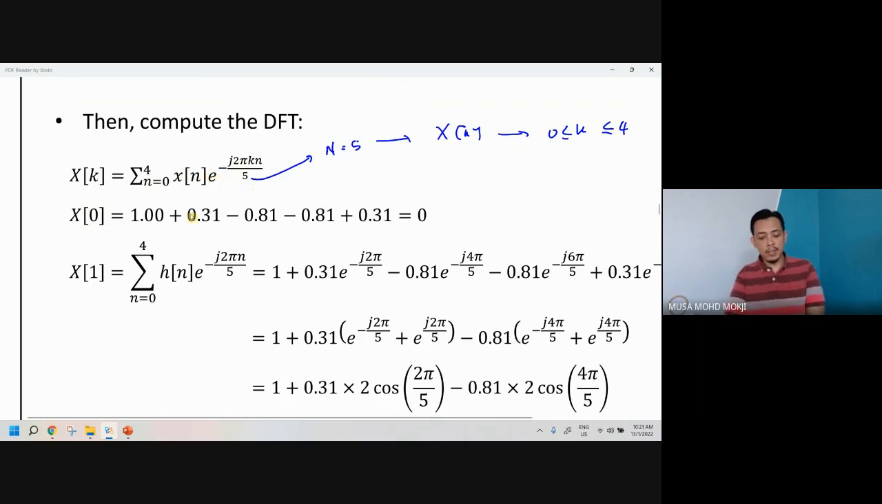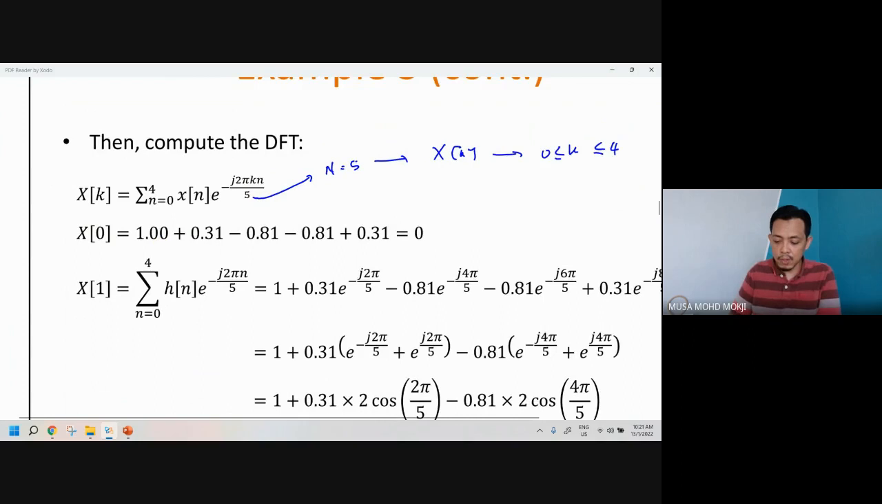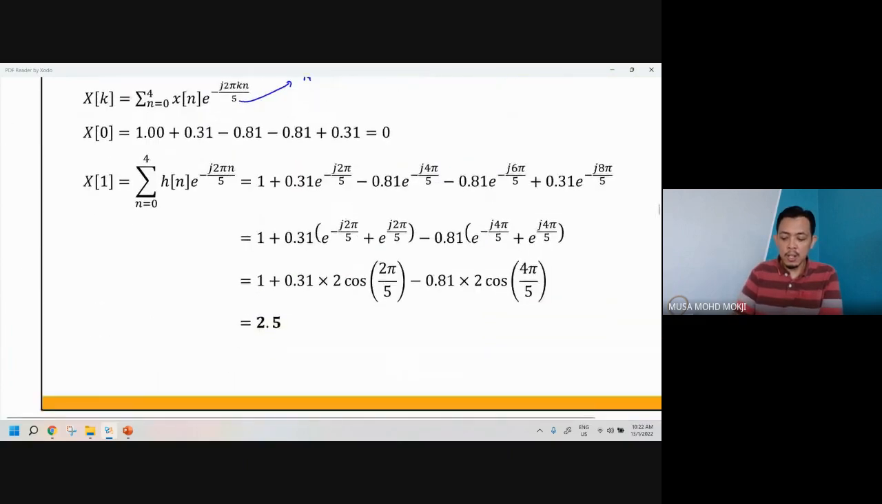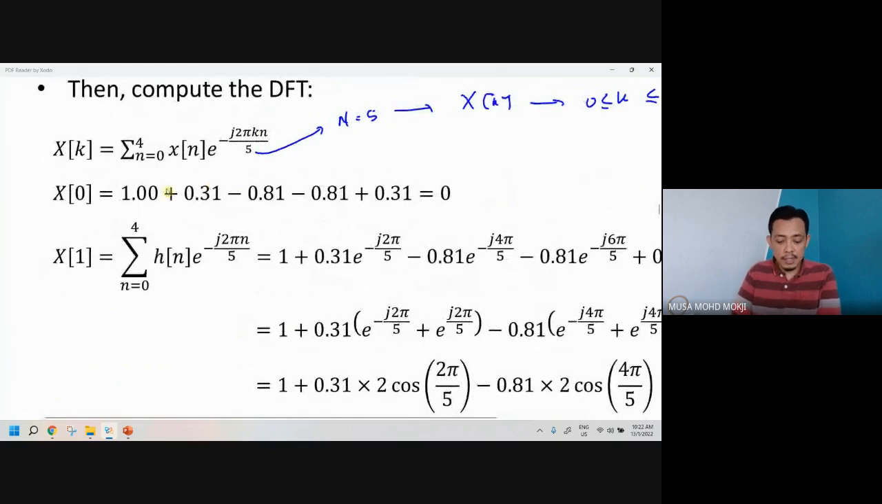So if we look back at our signal, this is xn. We have the first one 1, and then 0.31, minus 0.81, minus 0.81, and then 0.31. So yes, this is the easiest. What we will have is just 1 plus 0.31 minus 0.81 minus 0.81 plus 0.31 equals to 0. Right? Okay, finish, X0.